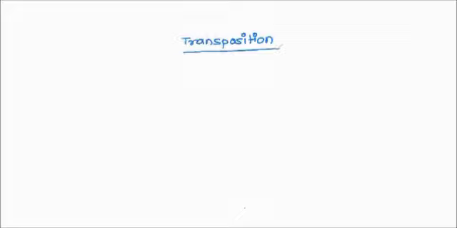Transposition. In the transposition method, instead of doing cancellation, we transfer the free numbers to the other side, and we always keep our variable on the left hand side.